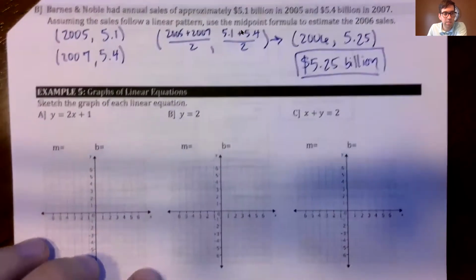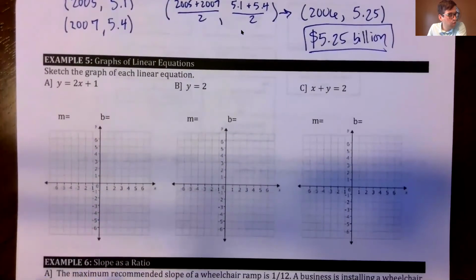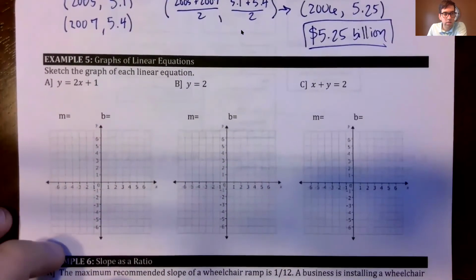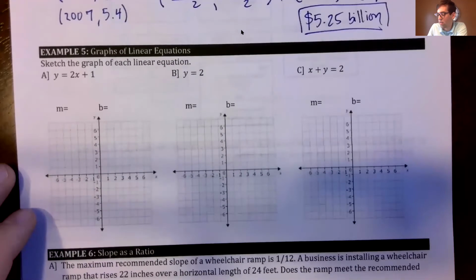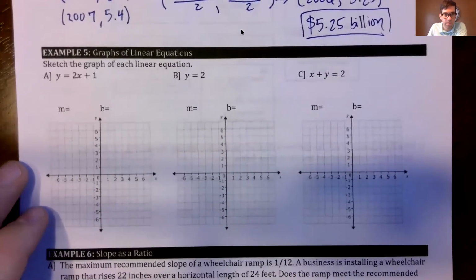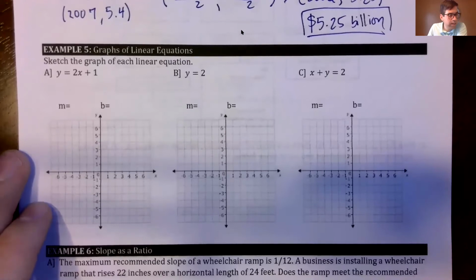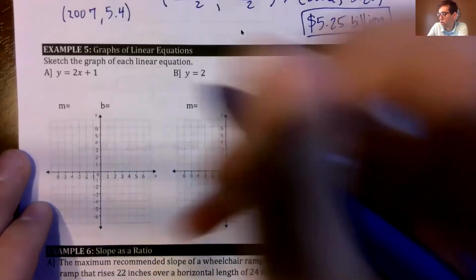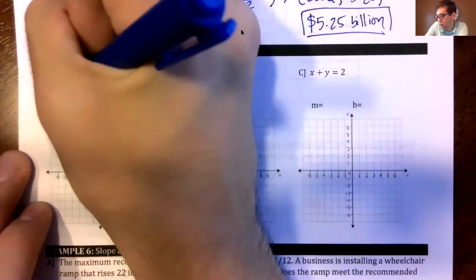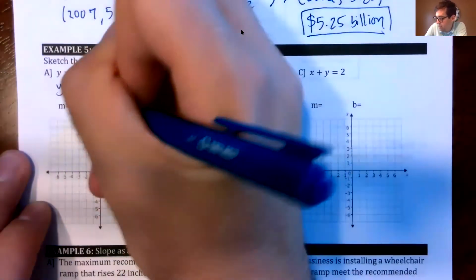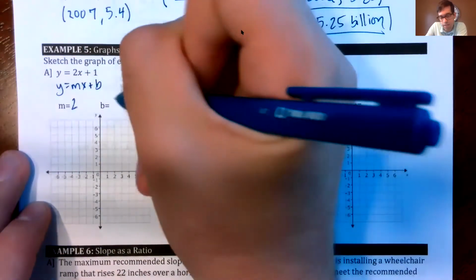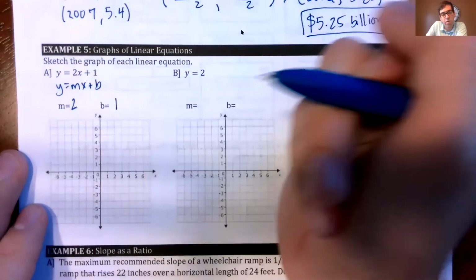Let's keep going. Example 5, graphs of linear equations. So here we're switching gears a little bit. We're moving into lines and how to graph them. So this first one's already in slope-intercept form. Think about the form y equals mx plus b. The 2 is obviously the m, and the 1 is the b. And then the question is, how do we graph this?